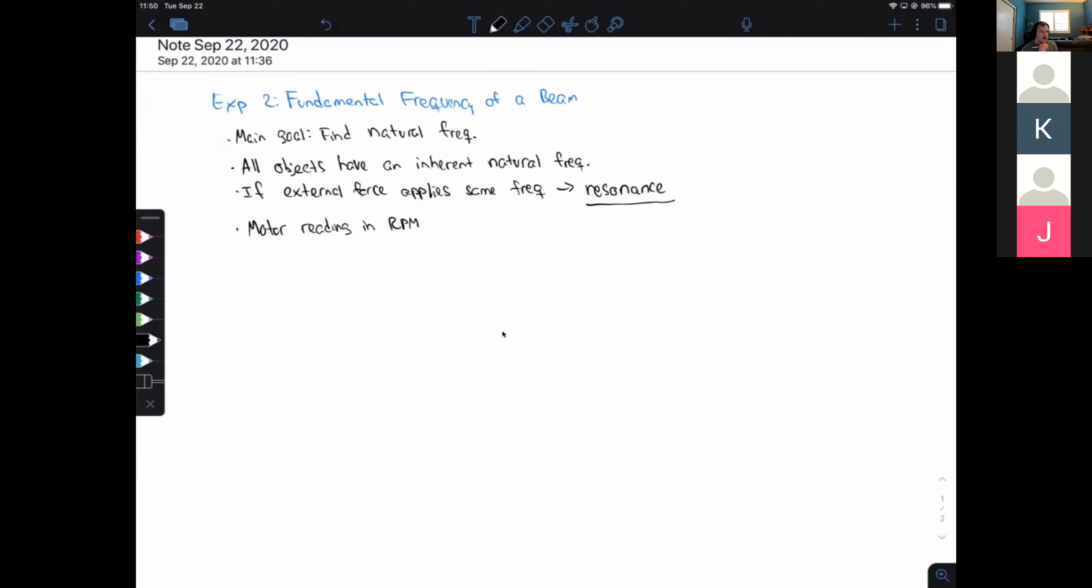Okay, so the experiment I already talked about, we have our beam. We're going to add weight to the center of this beam, and then we're going to increase our forcing frequency on the beam till we get resonance. So we're going to have two methods to record this frequency of our beam. So let's write that down actually.